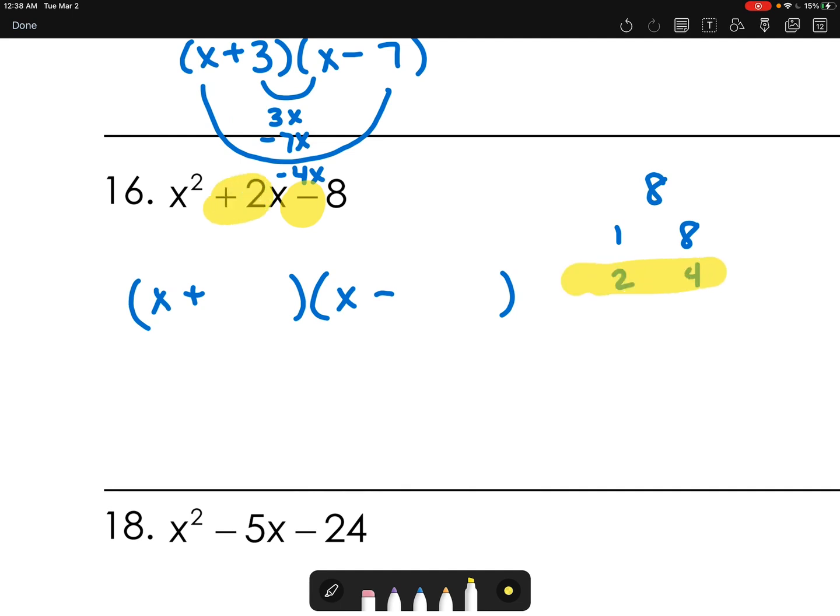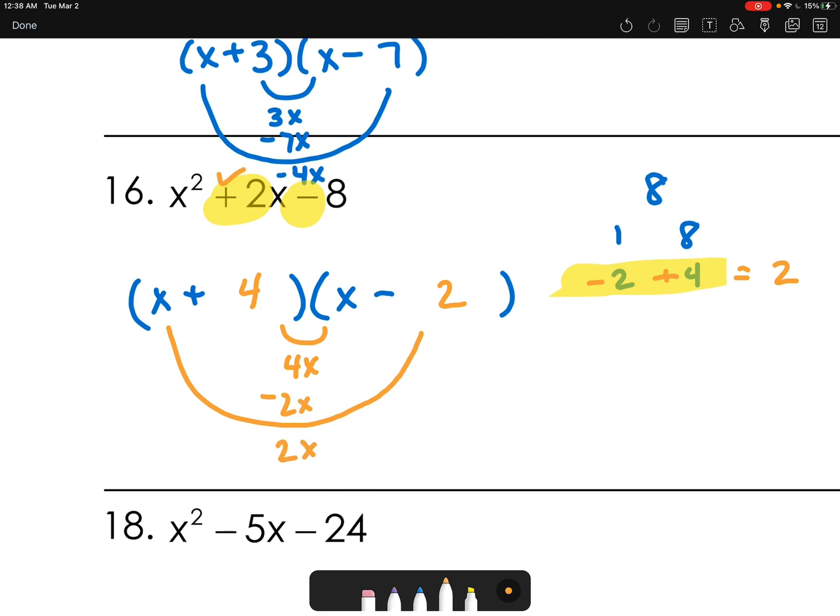+2. Well, if I had +4 and -2, that would give me +2. So x plus 4, x minus 2. I'm going to do my check. 4x, -2x gives me 2x, which is what I wanted. So my final answer is x plus 4, x minus 2.